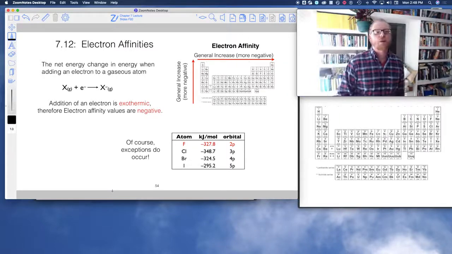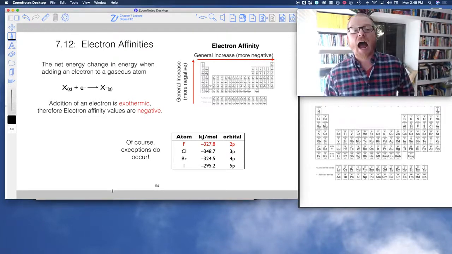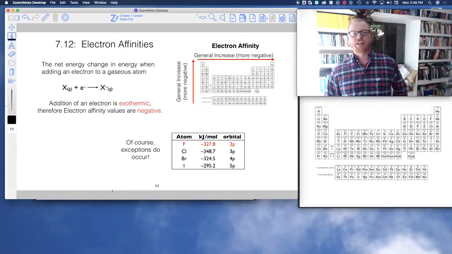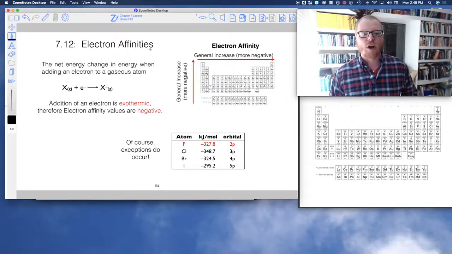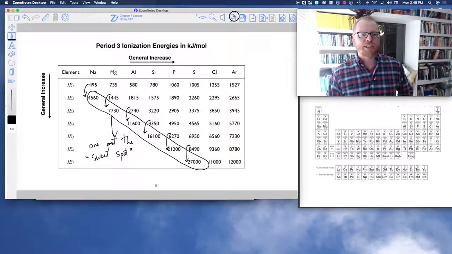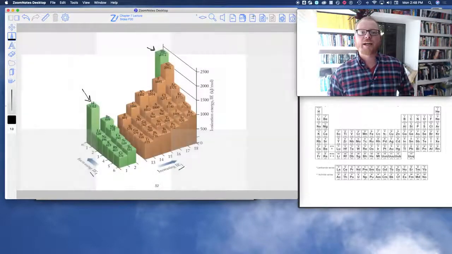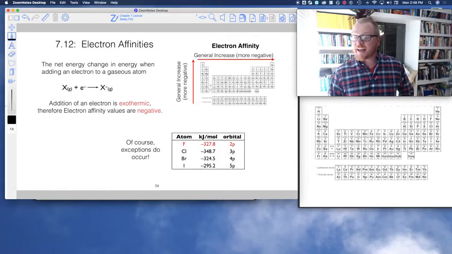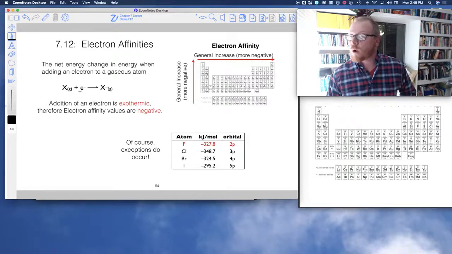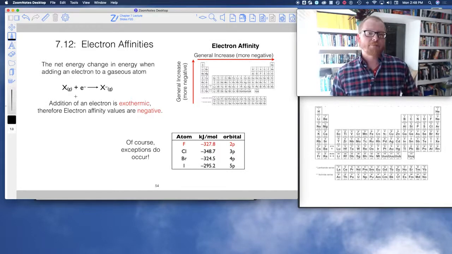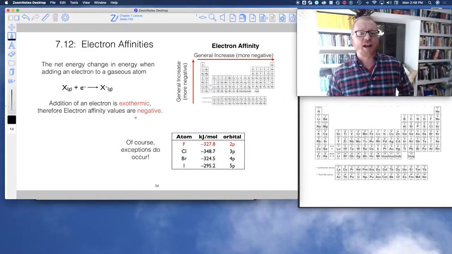Okay, and the last trend we're going to talk about is the opposite of ionization energy, and this is called electron affinity. Now remember, with ionization energy, we're removing an electron. With electron affinity, you're absorbing an electron. And for most things, addition of an electron is exothermic, so that's why the values are negative.